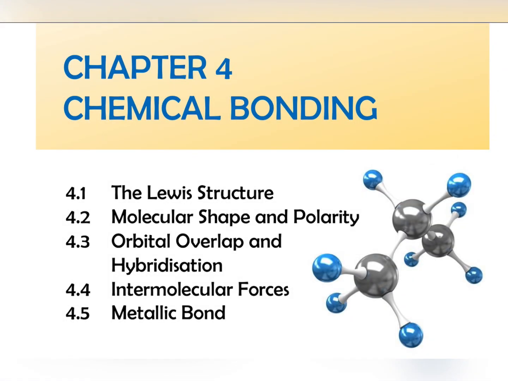Assalamualaikum and hi everyone. So for this video kita akan tengok chapter 4 chemical bonding. So in chapter 4 we have 5 subtopics. We have Lewis structure, molecular shape and polarity, orbital overlap and hybridization, intermolecular forces and also metallic bond.